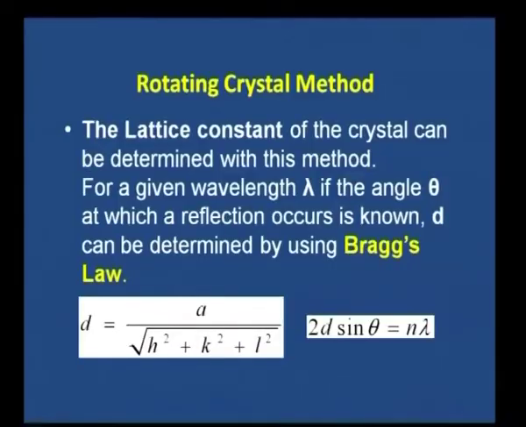The important point: what is the difference between the Laue method and this method? The Laue method can give only the orientation of the crystal and not the lattice constant. The crystal structure cannot be solved. With Bragg's law, d is known, then a can be determined. What I will show, or do a problem, is how a is determined.